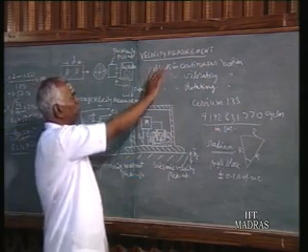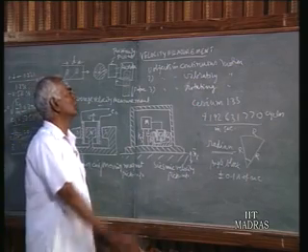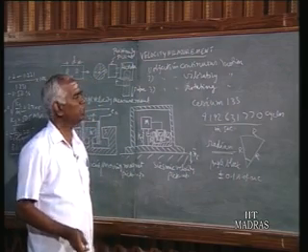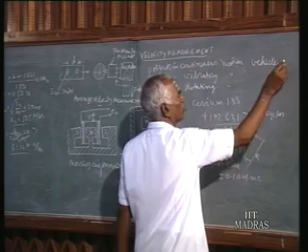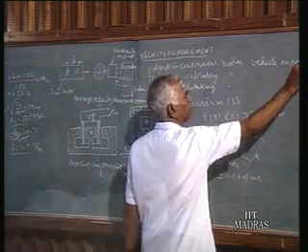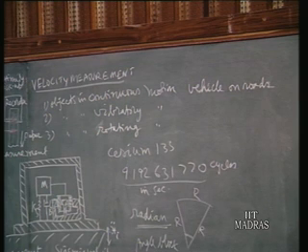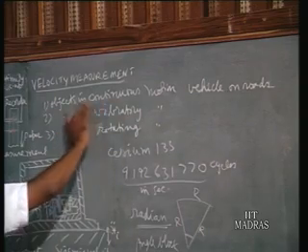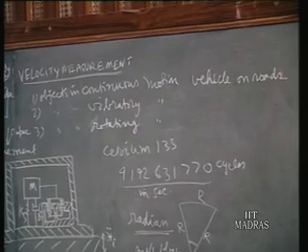Now the velocity measurement is done under three circumstances. The object may be in continuous motion. At that time also we are supposed to measure velocity, just like vehicles on roads. We are interested to measure at what speed we are traveling in our scooter or car or train. That velocity also is to be measured. First is continuous motion, and the second category is vibratory motion.